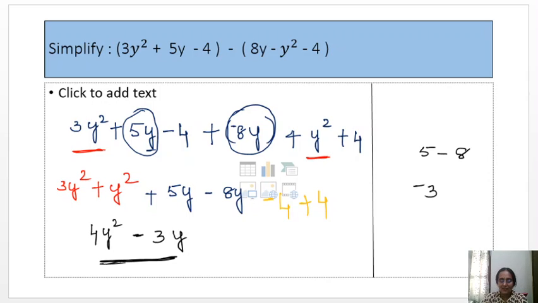Hope you are clear in identifying like terms and in adding up or subtracting. Otherwise, watch the video again. Initially it will take time to identify the like terms and to add up or subtract. But after solving about 100 sums, you should be able to write the final answer within one step, within 1 minute. Thank you.